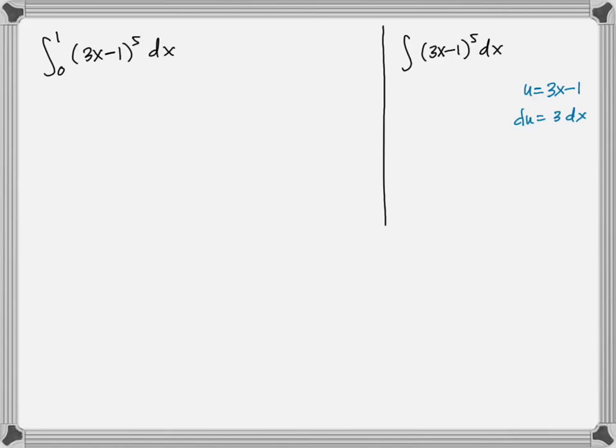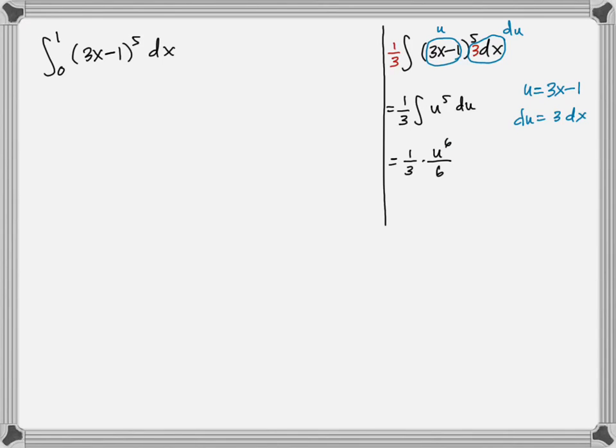All right, and then I would say, okay, here's my u. And then for my du, I need 3 dx. So I'm going to squeeze a 3 in there and compensate with a 1/3 on the outside, so that over here, I get my du. So I get 1/3 integral of u to the 5th du. Then the 1/3 goes along for the ride, and I get u to the 6th over 6.